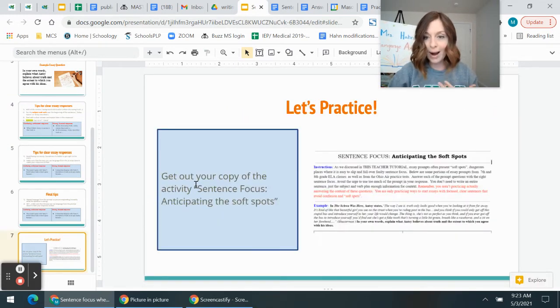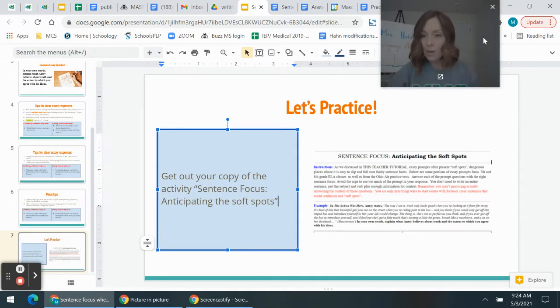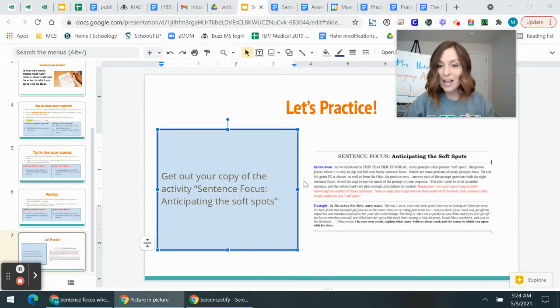Now we're going to quickly practice. If you're an online student, you can get your copy of the activity Sentence Focus: Anticipating the Soft Spots open in Buzz in the Week 18 folder. If you're not an online student, you can get this activity from your teacher. Let's go ahead and look at it.